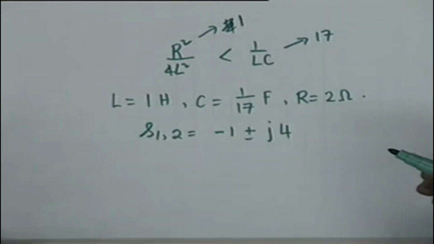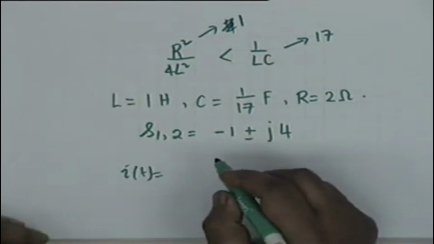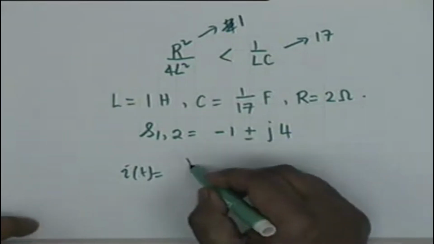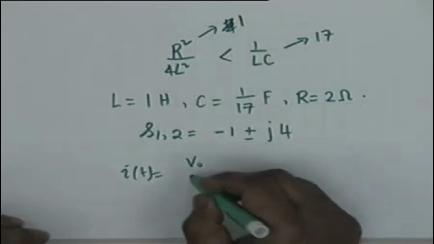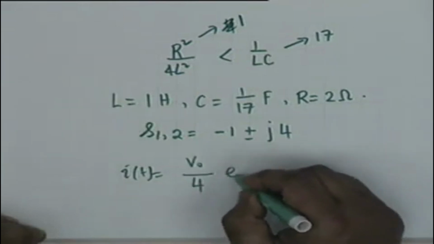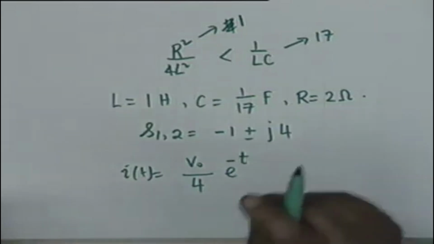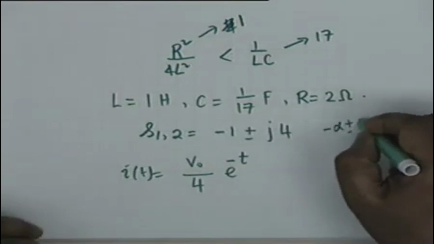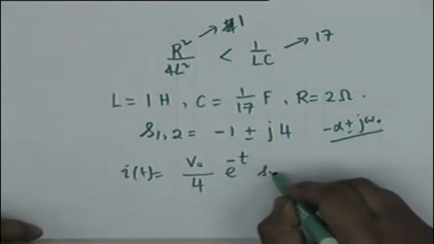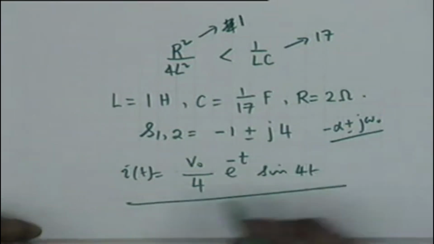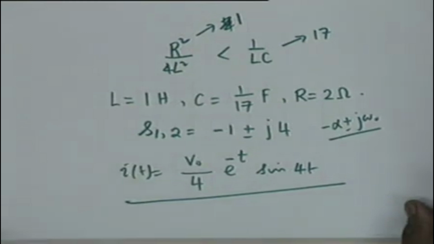Since we have found out the general solution already, we can write down the current solution. What will be the constant? V0 divided by L omega 0. L is 1 Henry. What is omega 0? 4. And therefore V0 by 4 e to the power minus alpha t. What is alpha? The roots are minus alpha plus minus j omega 0, so alpha is equal to 1. Then sine of 4t. This is the solution. If you know the general solution for any given combination, you can always find this out.